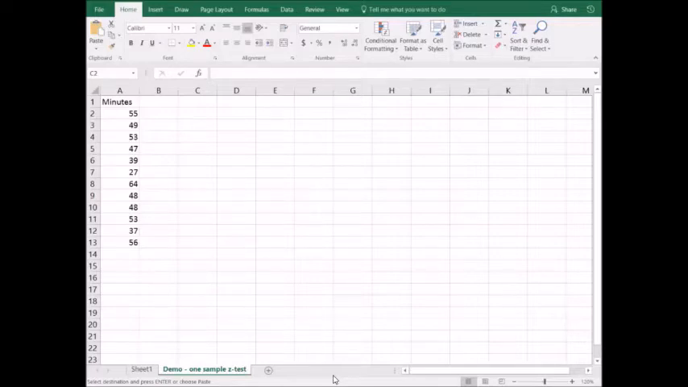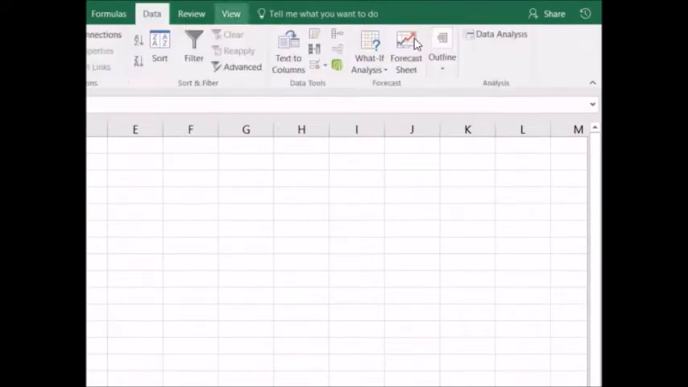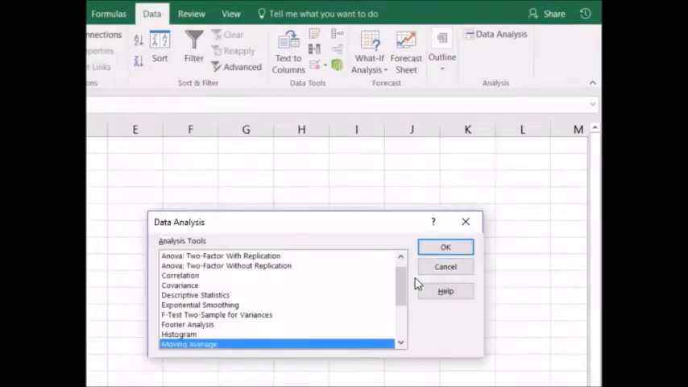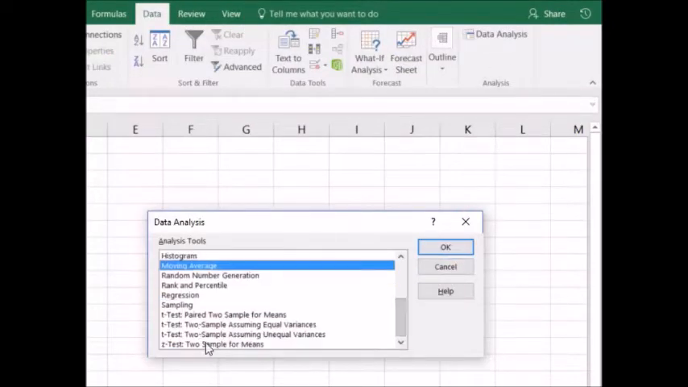Excel doesn't have a hypothesis test specific to a one-sample test of the mean, but we are going to adapt the two-sample z-test to our needs. First, I'll set up a dummy variable in column B, and I've entered a 0 so that there is a value in this column. Then I'll go to Data, Data Analysis, and I'll go all the way down to the z-test, two-sample for means.